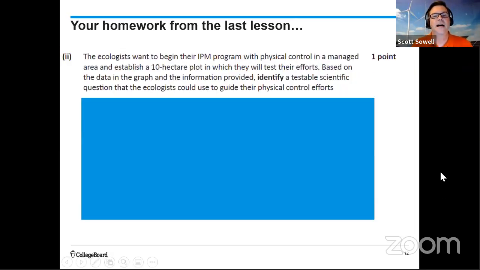And finally, we've gotten to the experiment part. So it says the ecologists want to begin their IPM program with a physical control in a managed area and establish a 10-hectare plot in which they will test their efforts. Based on the data in the graph and the information provided, identify a testable question.